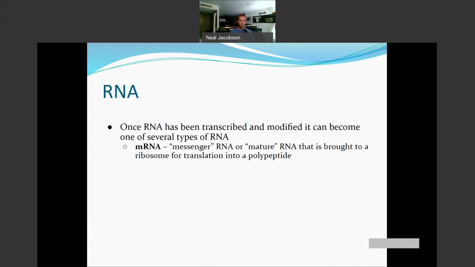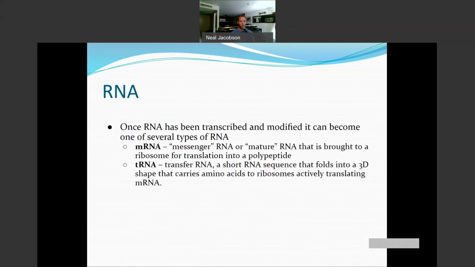That RNA is the RNA that is actually brought to the ribosome itself for translation into a polypeptide. Now there's other RNAs. So as soon as it gets transcribed, it maybe gets modified, it becomes a tRNA, and that's it. That's the end of its life. It is a tRNA, and that's its function.